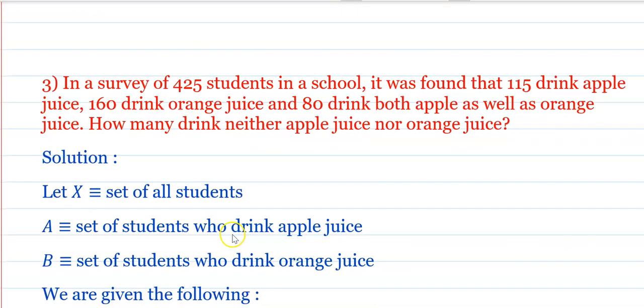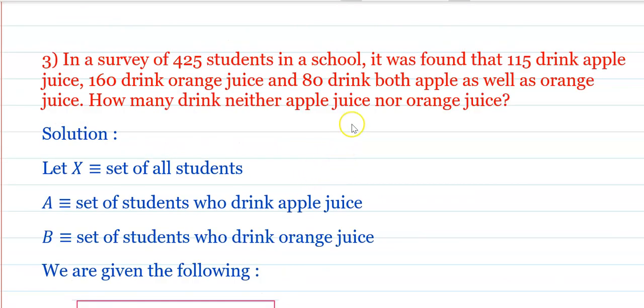Now the next is: in a survey of 425 students in a school, it was found that 115 drink apple juice, 160 drink orange juice, and 80 drink both apple as well as orange juice. How many drink neither apple juice nor orange juice?